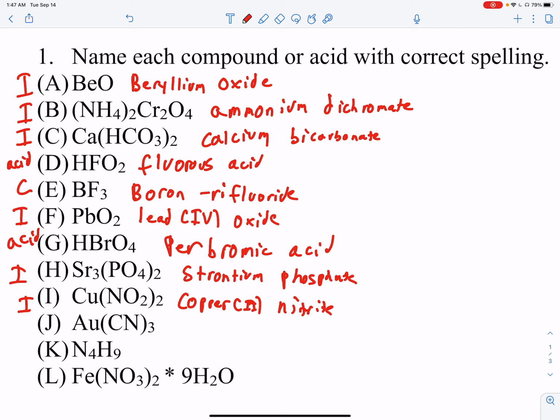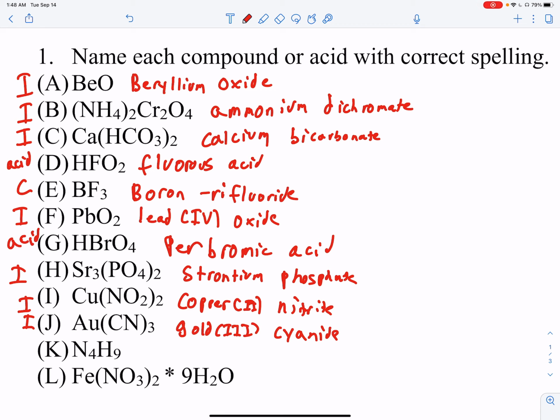All right. Letter J is also an ionic compound. Gold, which is Au, is an indecisive problem child as well. So you need to put the Roman numeral. In this case, it's paired with the cyanide polyatomic ion. So just if you don't recall that, that's cyanide. And it has a -1 charge. So I have 3 of those, which means that gold's going to have to contribute a +3 charge. So that's gold 3 cyanide. I spelled that wrong. So that's gold 3 cyanide. Okay.